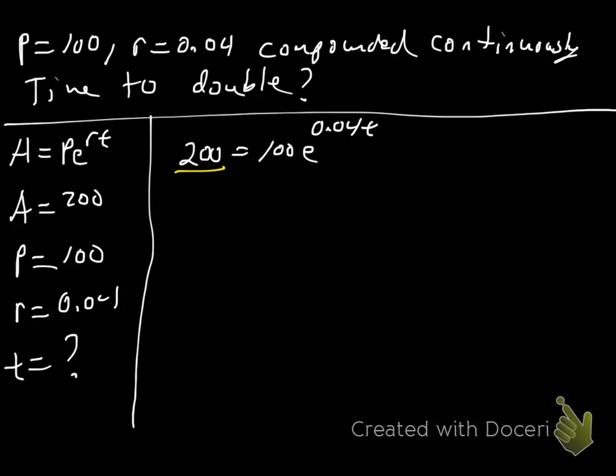Rate is 0.04, principal is 100, and the amount is 200. Okay, so we'll plug everything in, and we want to isolate the exponential. So we're going to divide both sides by 100. So 2 is equal to e raised to the 0.04t power.